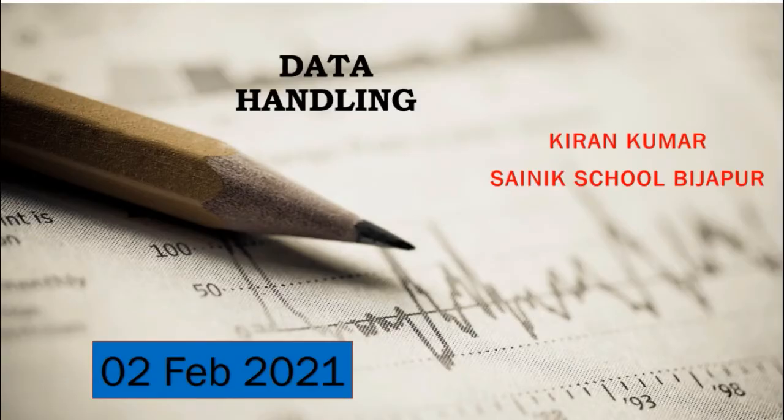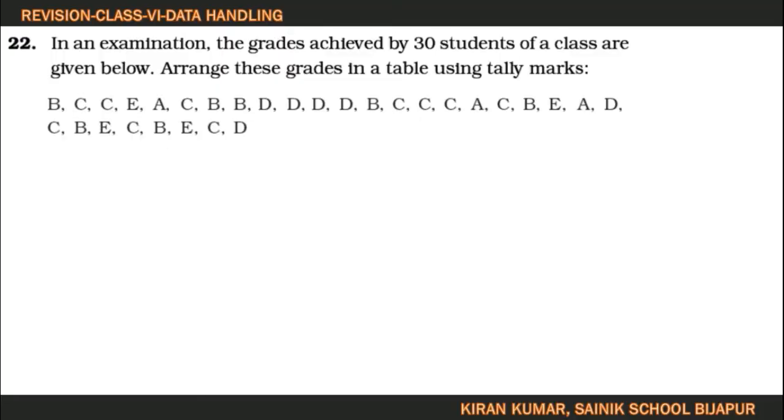Hello students, let us continue the session on revision of the chapter data handling. We had discussed till 21 questions. 22nd question is, in an examination, the grades achieved by 30 students of a class are given below. Arrange these grades in a table using tally marks.